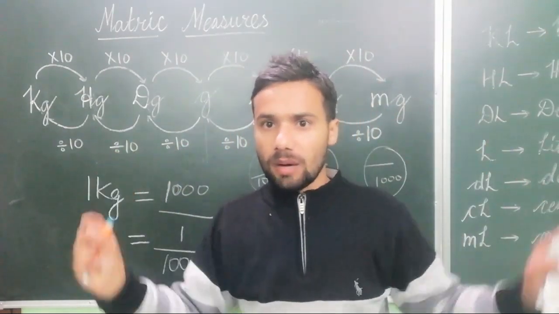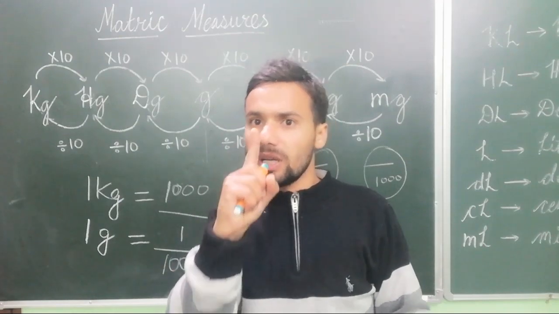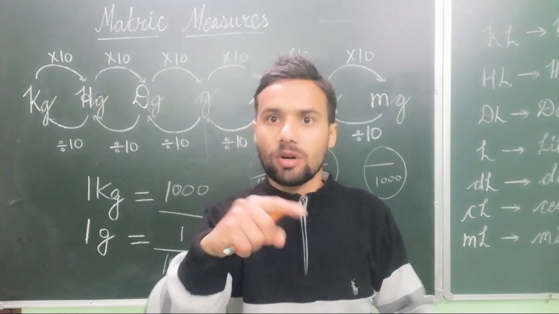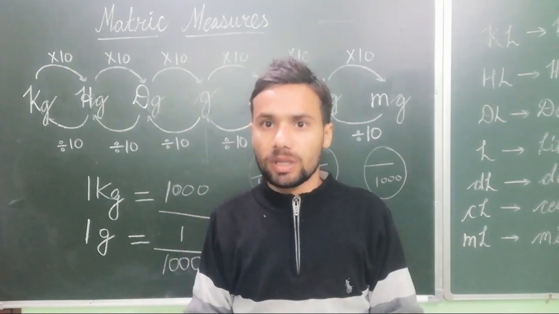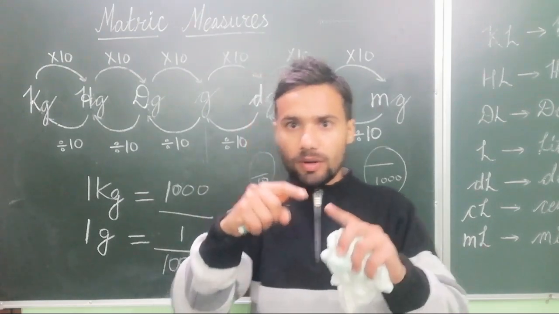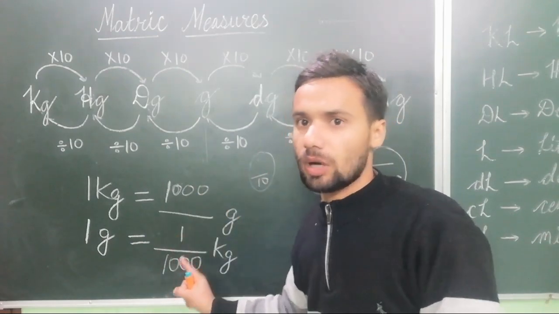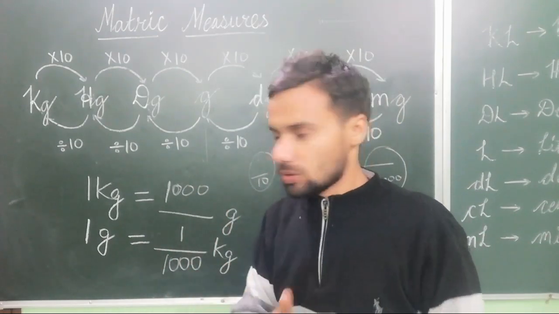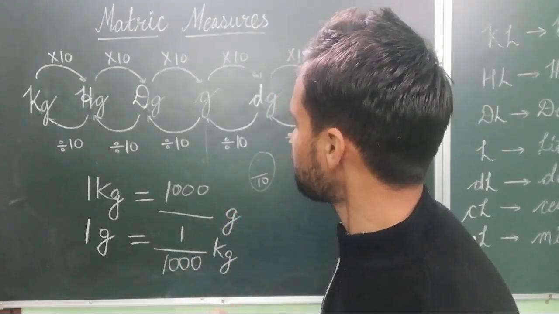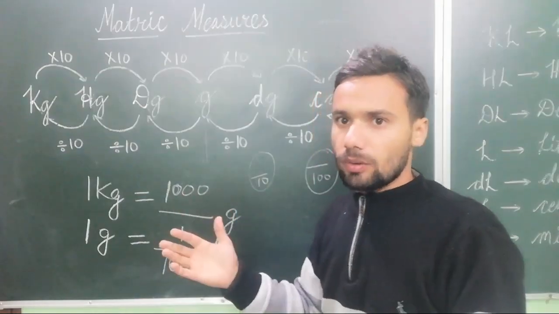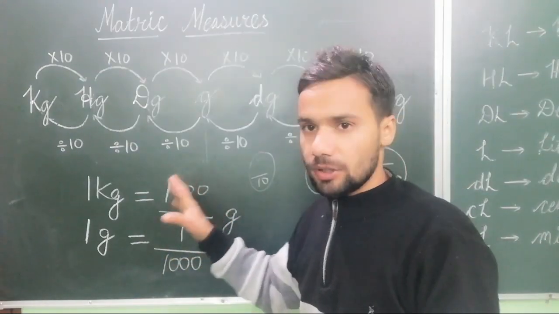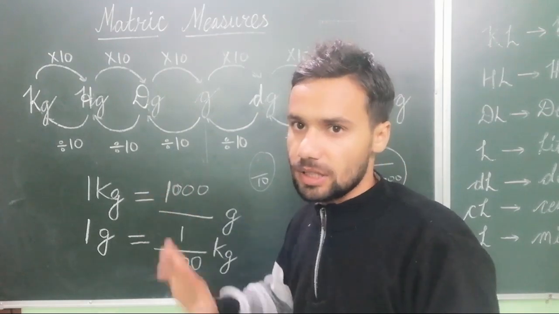Means this 1 gram represents only 1 part out of 1000 parts. You know 1000 gram make a 1 kg, but 1 gram only makes 1 part of a 1 kg. Or you can say 1 part out of 1000 gram. So I hope you understand all these things. If you get any problem, you can pause the video and see it again.